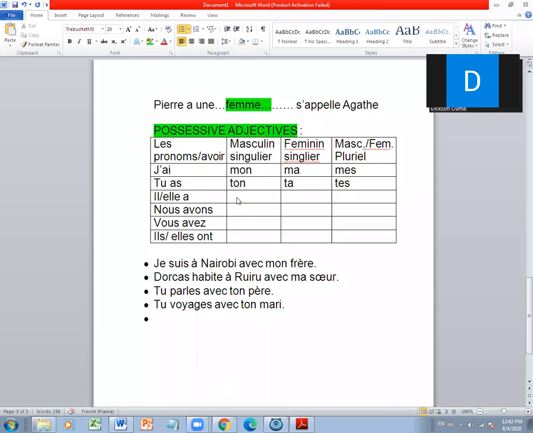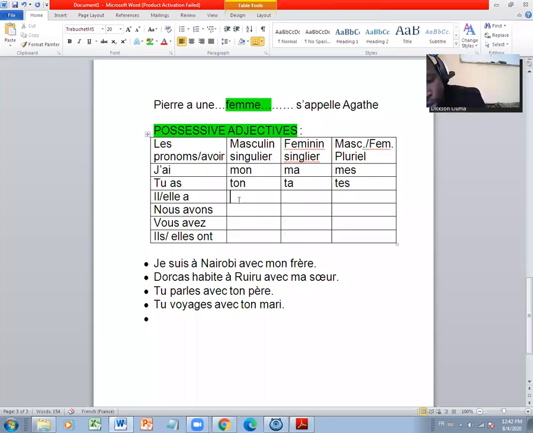So that is that. Now, third person, I want to say his or her. Now, I want you to understand here. In English, you say her sister, but his sister. Remember here, what determines the adjective you're supposed to use is what is possessed, not the possessor. Are we together? So we say son for masculine, we say sa for feminine, we say ses for plural. Now let me explain myself.